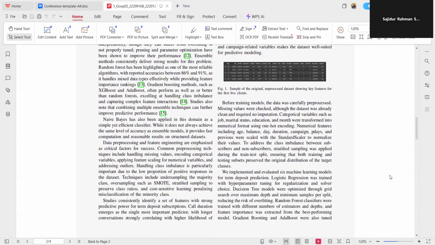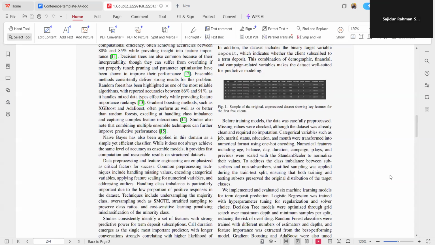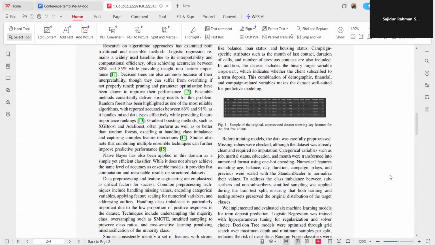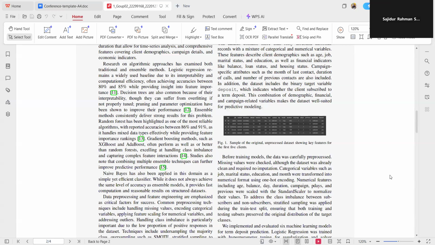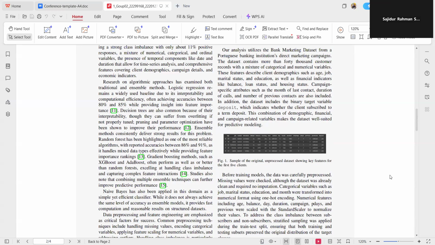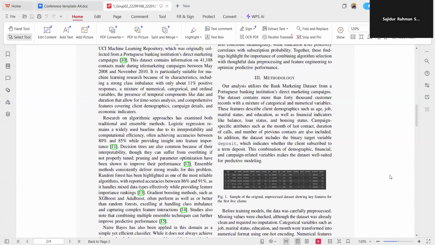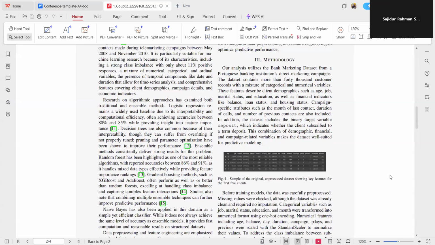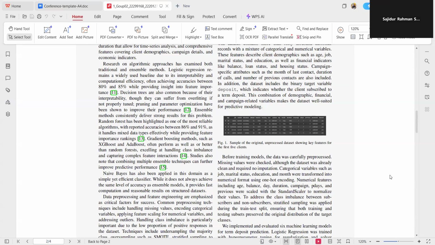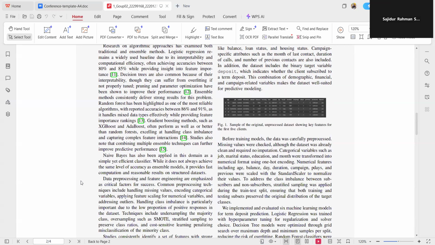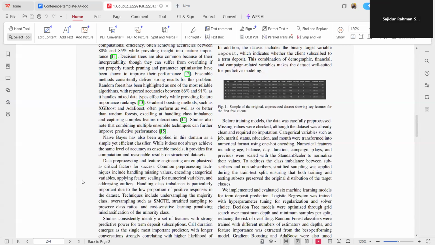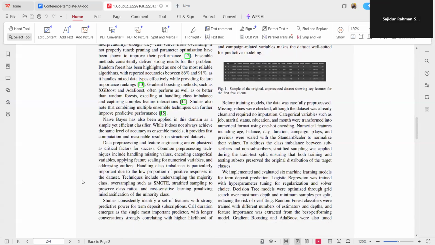In terms of the models used, researchers in this domain have experimented with a wide range of algorithms. Logistic regression, being simple and interpretable, often serves as a baseline model. Decision trees are also widely used for their interpretability, but they tend to overfit if not properly tuned, especially when the dataset is noisy. On the other hand, ensemble learning methods like random forest and gradient boosting consistently outperform these simple models in terms of predictive accuracy, achieving accuracy rates typically above 85%.